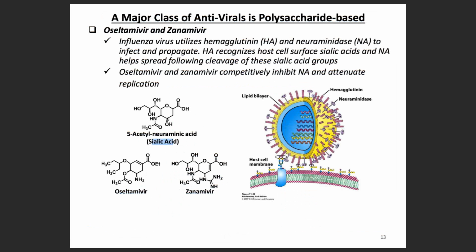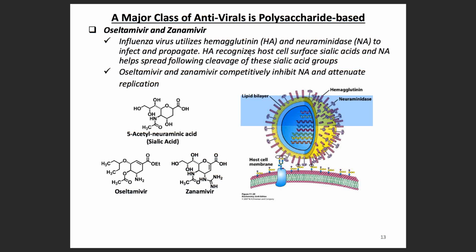The reason why it mimics sialic acid is because sialic acid is the one that is recognized by the enzyme neuraminidase. Neuraminidase binds to glycans that contain sialic acid, and it cleaves it. And one of the mechanisms for release of influenza virus buds is this particular cleavage mechanism.